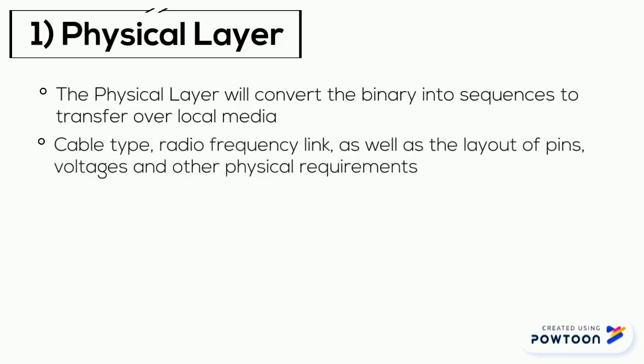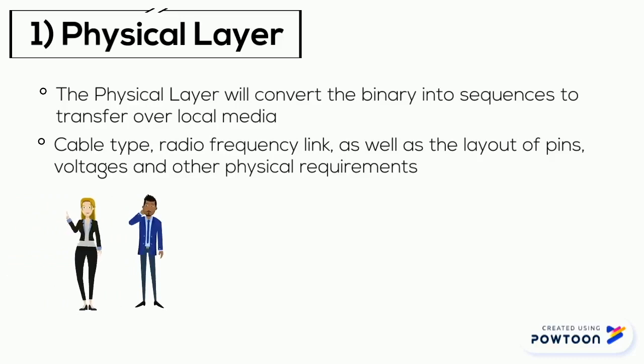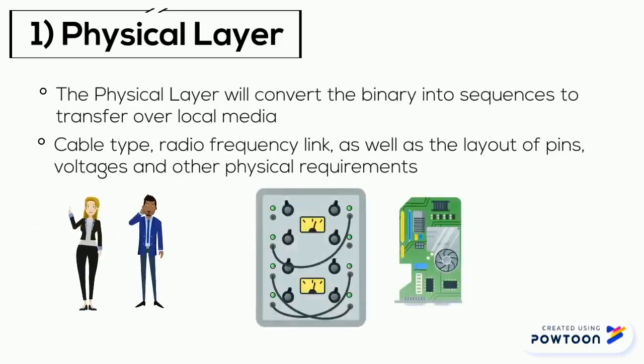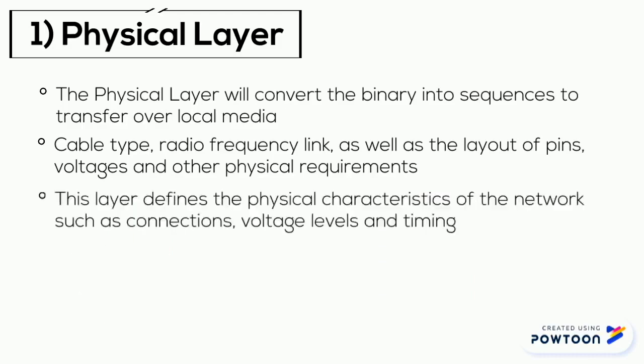When a networking problem occurs, many networking professionals go right to the physical layer to check that all cables are properly connected and that the power plug has not been pulled from routers, switches, or computers. This is the level of actual hardware. It defines the characteristics of the network such as connections, voltage levels, and timing.